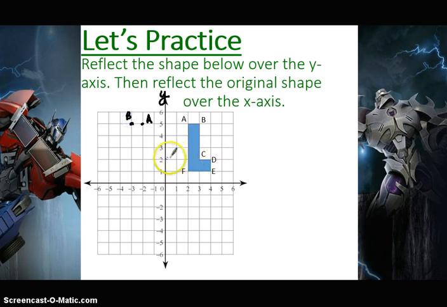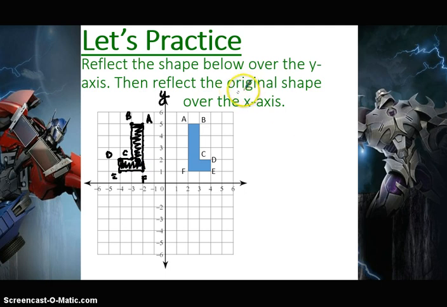C is 1, 2, 3 away. So it'll be 1, 2, 3 away. D is 1, 2, 3, 4 away. So it'll be 1, 2, 3, 4 away. E is 1, 2, 3, 4 away. So it'll be 1, 2, 3, 4 away. And F will be 1, 2 away. And you can see when you trace it out that it does look like a mirror image, or if you folded it in half, they would lay on top of each other.